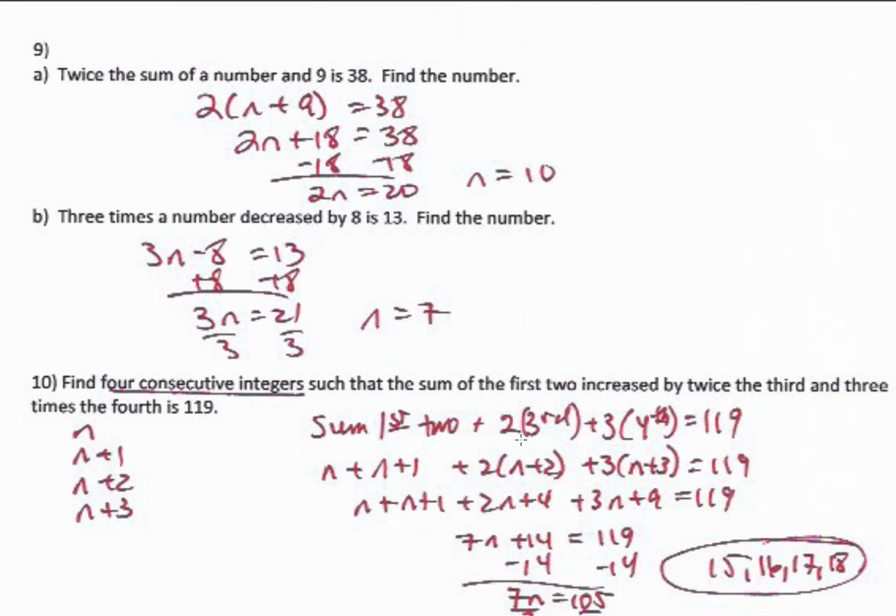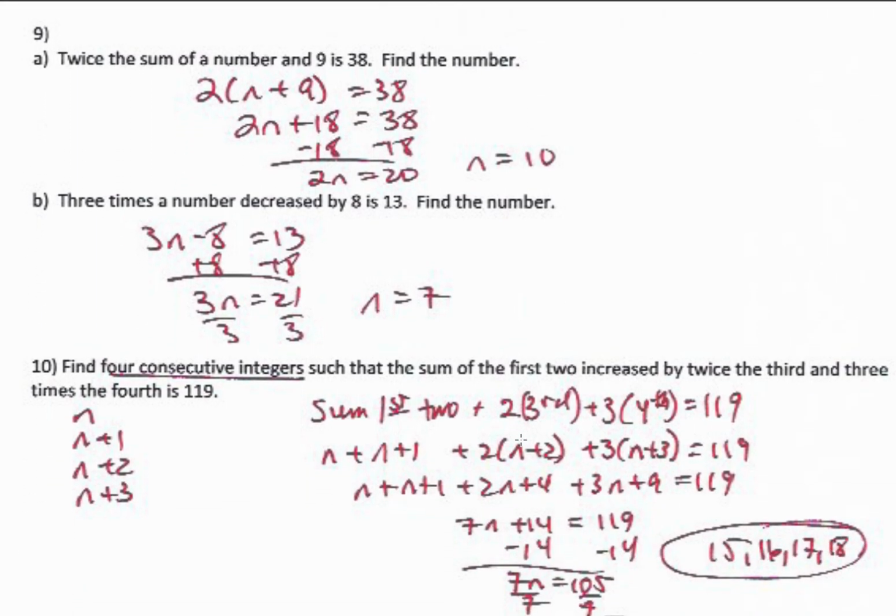Okay, number 9. Twice the sum of a number and 9 is 38. So here we're getting back to that idea of twice the sum of a number and 9, or sum of a number and whatever. You have to put that in parentheses first because it's twice the sum. Distributing the 2 to both, I get 2n plus 18 is 38. Minus 18 to both sides, 2n is 20. Dividing by 2, n is 10.